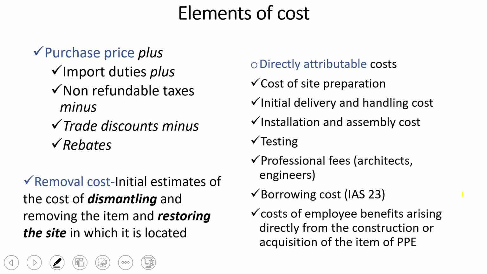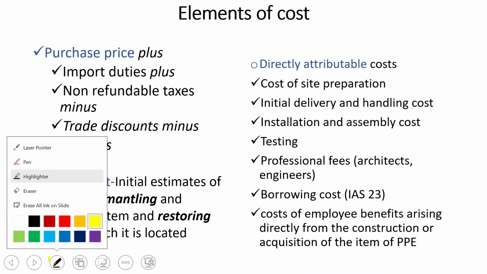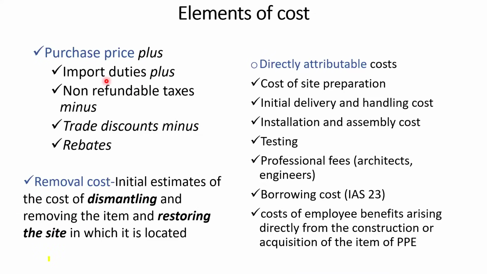All right, so when I say calculate the cost of an item of PPE, this is what it entails. And we need to know each of them: the components of the purchase cost, the components of the directly attributable cost, the components of the removal cost. So when you add this and that, you get the cost of the item of PPE.